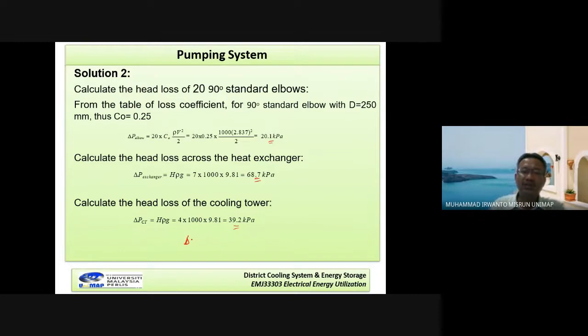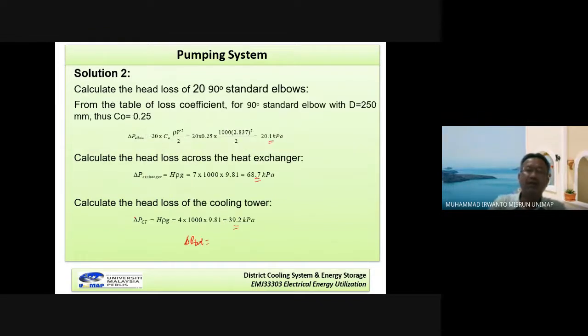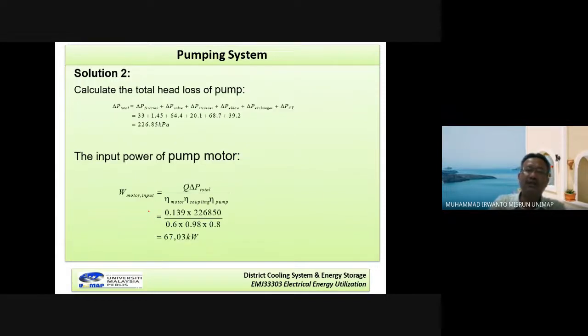So the total delta P is equal to the total from here, plus here, plus here, plus here, plus here, plus here. Now we obtain this one. It is the total delta P total. You understand? Okay, now after this, we want to calculate the motor input.